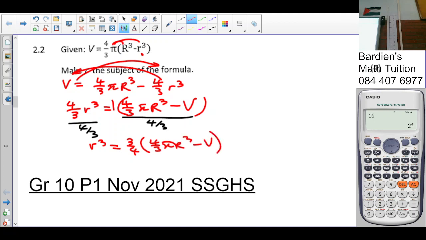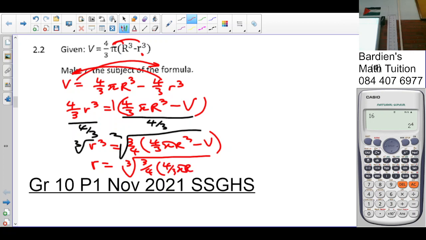How do I get r on its own? So take the cube root of both sides. It simply gives us r is equal to the cube root of 3 over 4 into 4 over 3 pi r cubed minus V. Or you could multiply the 3 over 4 into the bracket, for no extra marks. Of course, you see there's another way of doing it. You could have divided first by 4 over 3 pi.